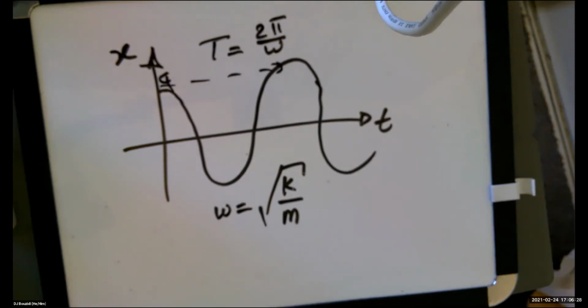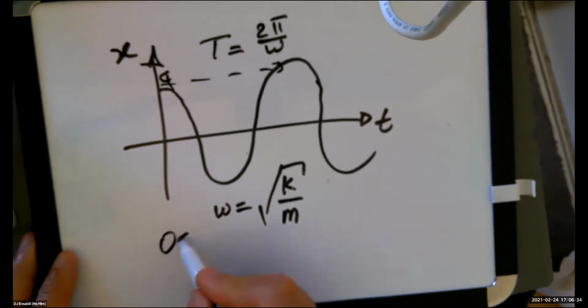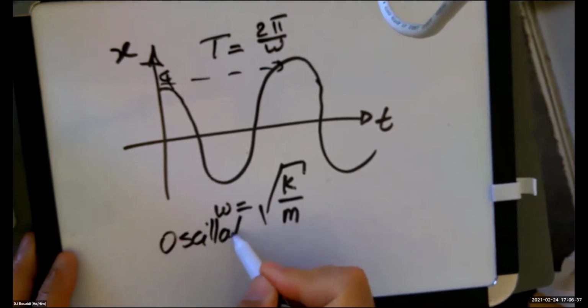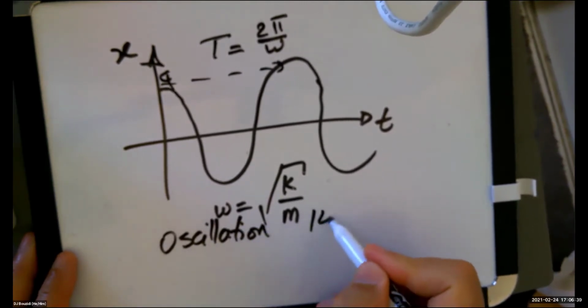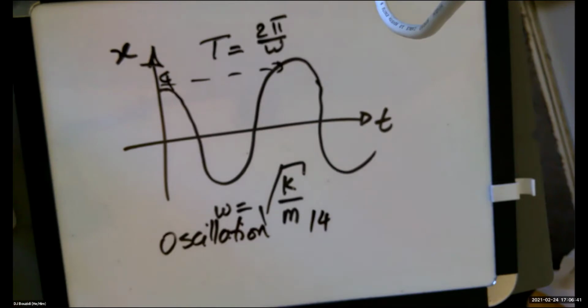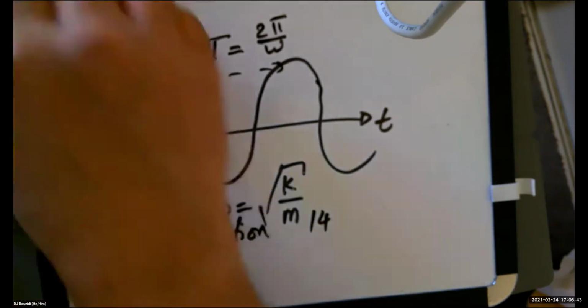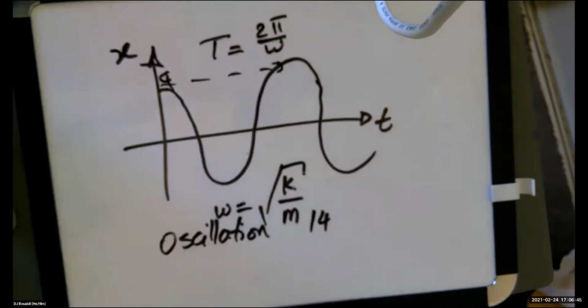Does this ring a bell to some of you? Okay, so this is basically, in a nutshell, an oscillation from chapter 14. You probably did it also with another system, namely a pendulum.